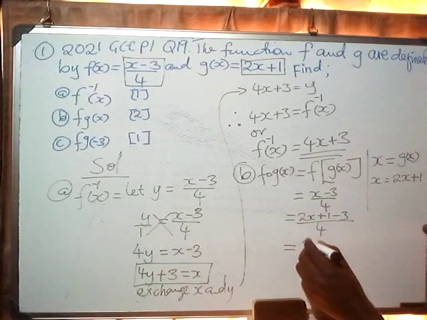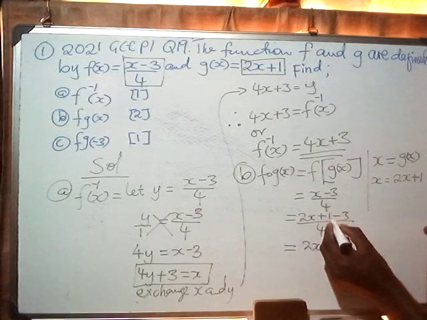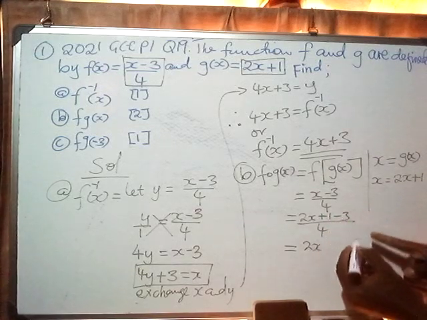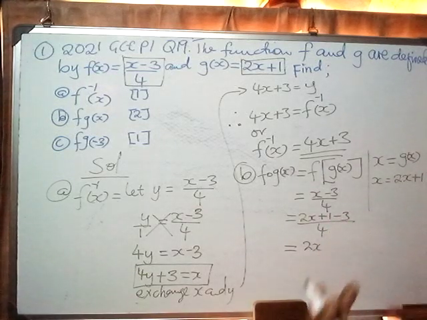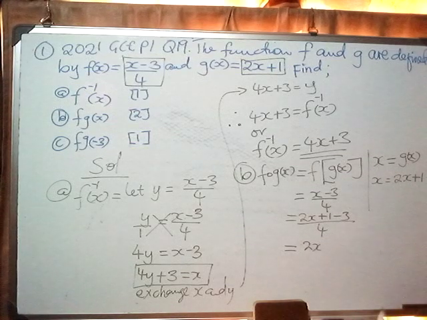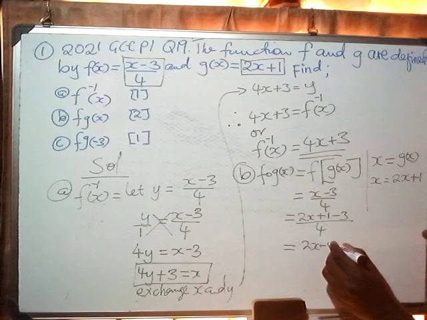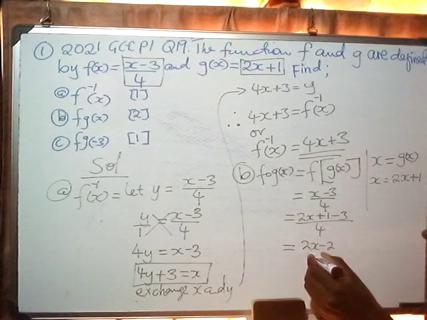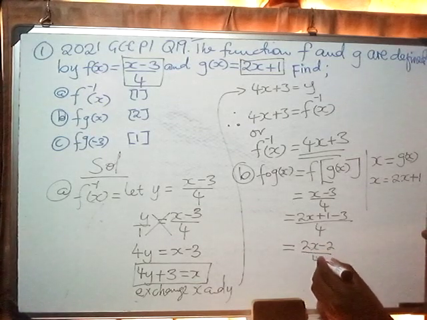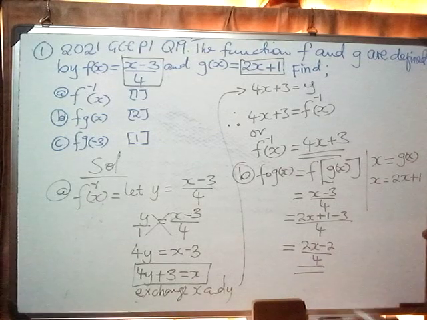So it will be 2x. This positive 1 and minus 3 are like terms. So 1 minus 3, the answer is negative 2. So it will be minus 2, then over 4. This marks the end to our question.